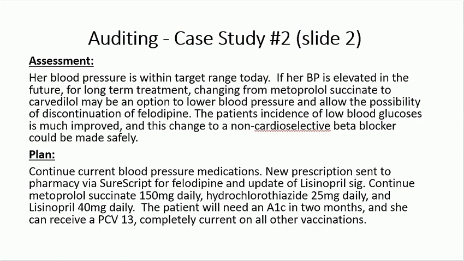The plan states that the patient is to continue her current blood pressure medications, new prescriptions were sent to the pharmacy, and the patient will need an A1C in 2 months. The patient can receive a PCV13 and is completely current on all other vaccinations.